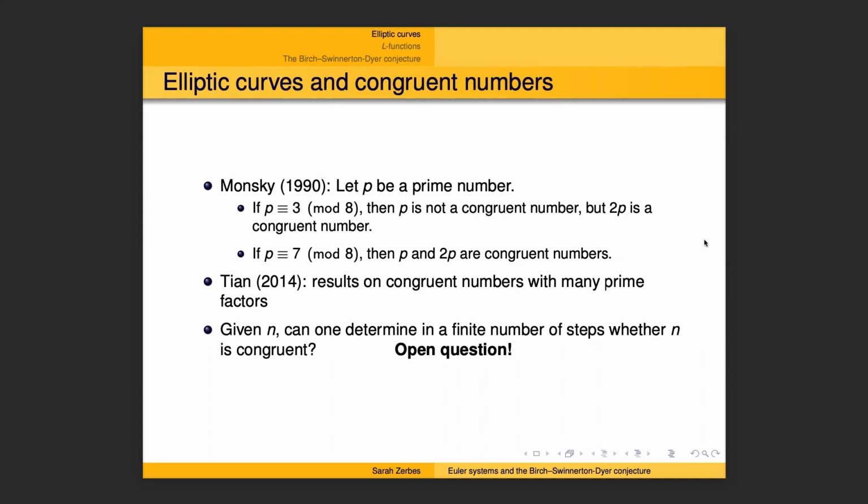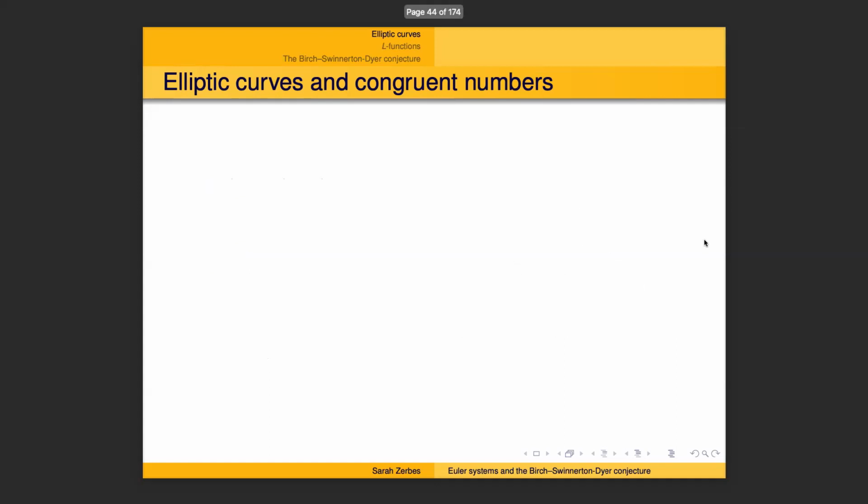Okay, so that's the congruent number problem. It was a favorite problem of my old advisor. So the question is, what does it have to do with elliptic curves? Well, here's a theorem.